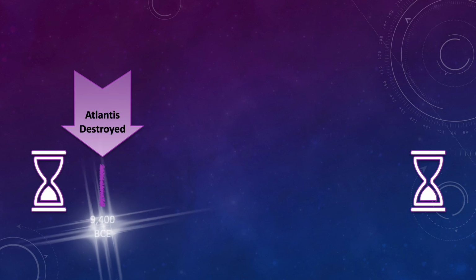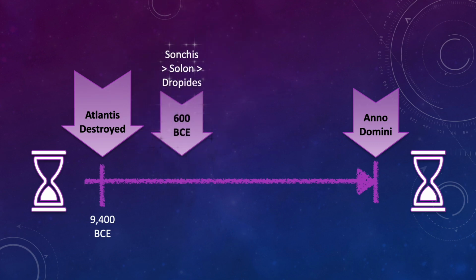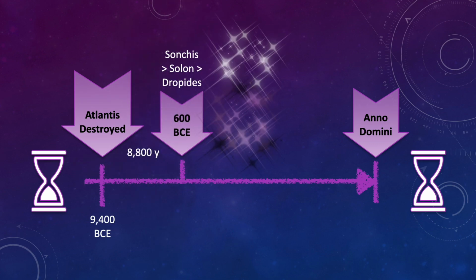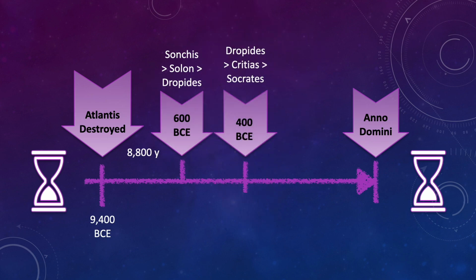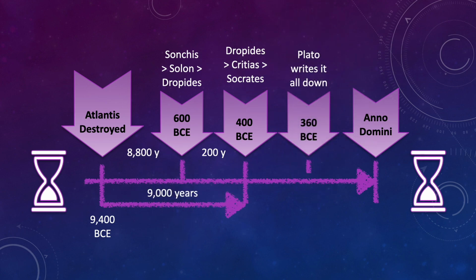This Athenian chain of telling and recording continues with the transmission of Solon's apparently written account to Dropides in 600 BCE. From Dropides to Critias the Elder, from Critias the Elder to Critias the Younger, from Critias the Younger to the scribes at Socrates' Symposium circa 400 BCE, before being finally collected for posterity by Plato, circa 360 BCE.